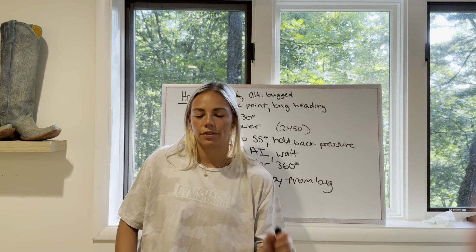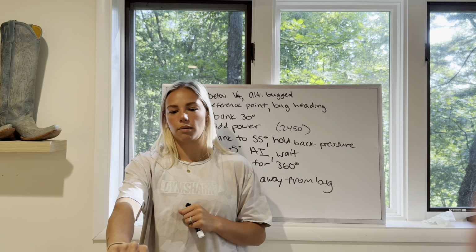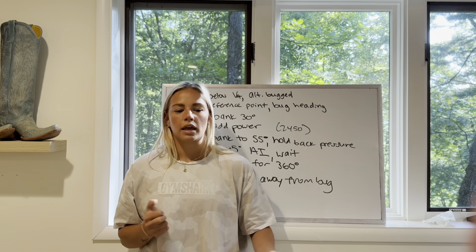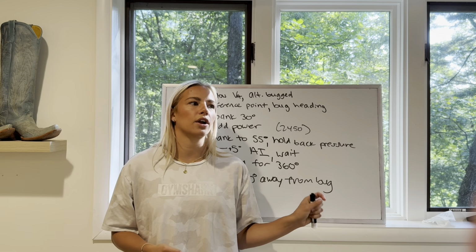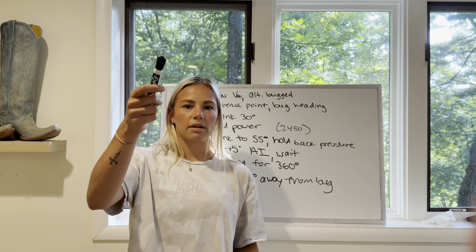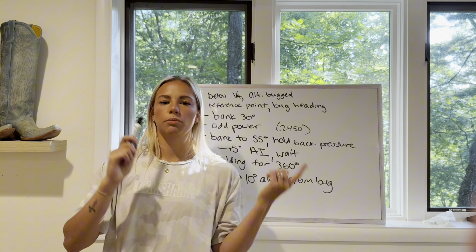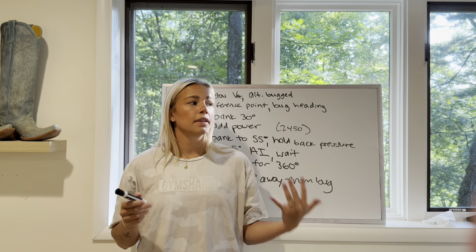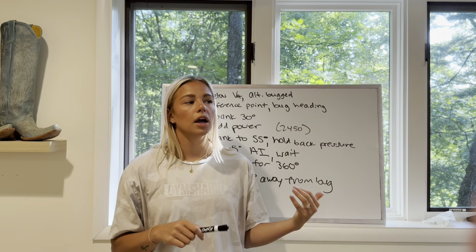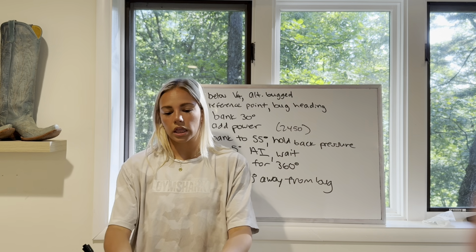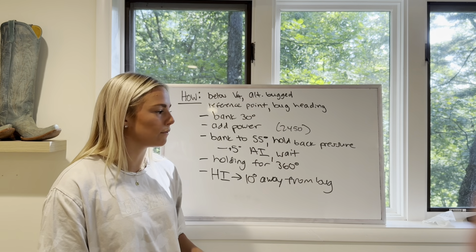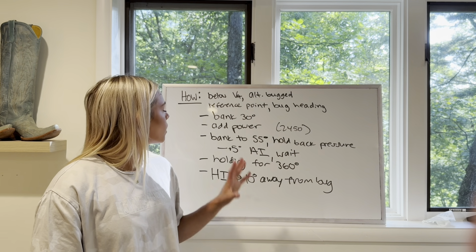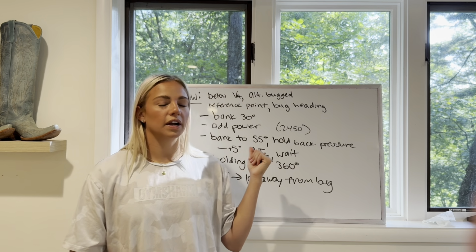So banking 30 degrees, adding power to 2450, continue banking to 55 degrees, hold back pressure to that +5 on attitude indicator. Look outside, cross-check with your instruments as you complete the 360-degree turn. Then as you're 10 degrees away from your heading bug, roll your wings level, a little bit of forward pressure, pull your power back to cruise, and then get back into straight and level flight. So yeah, that is steep turns, fairly simple.